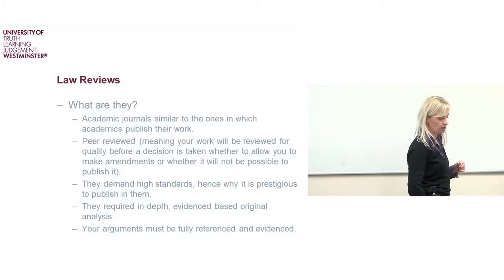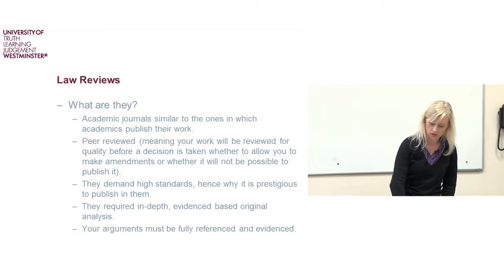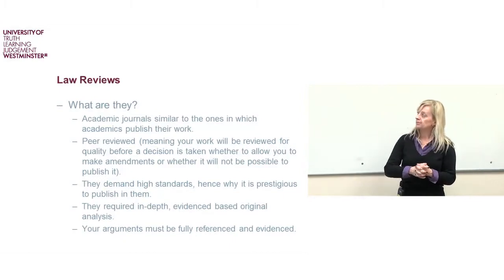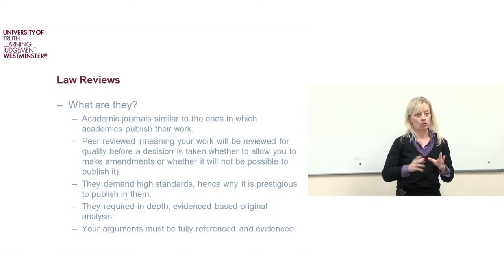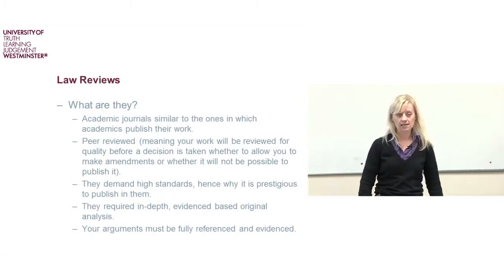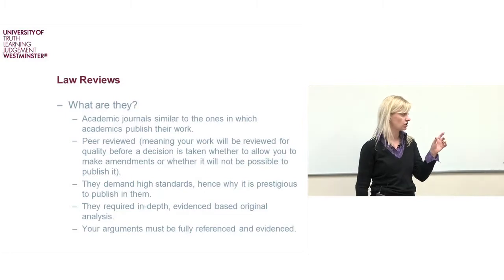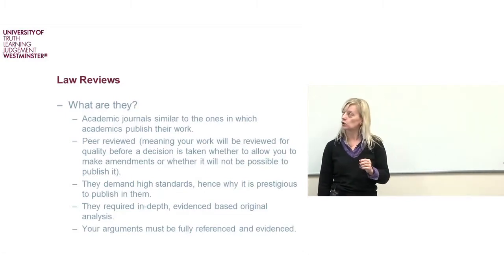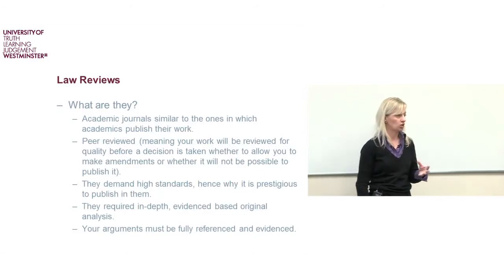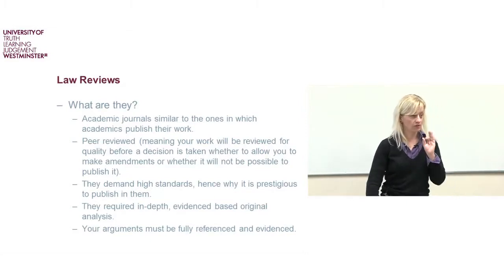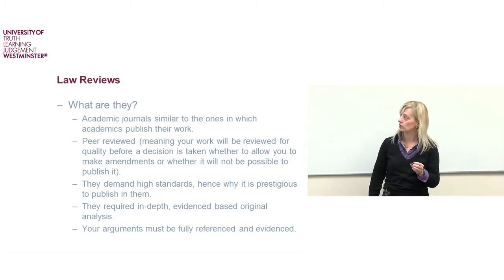The first thing I think is probably useful is a definition of a law review. What's a law review? What's it there for? They are academic journals. A law review is an academic journal similar to the sorts of journals that academics will publish in. In fact, some academics have published in the short sections at the end of the Westminster Law Review. So it's an academic journal. It's not a practitioner journal. It's not a journal that's like a newsletter. It's very heavily academically focused.